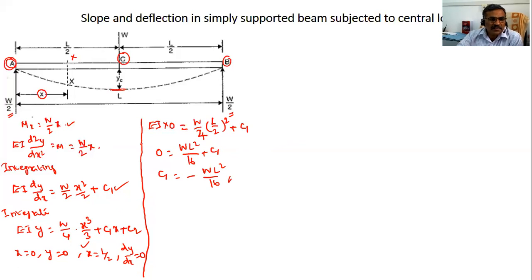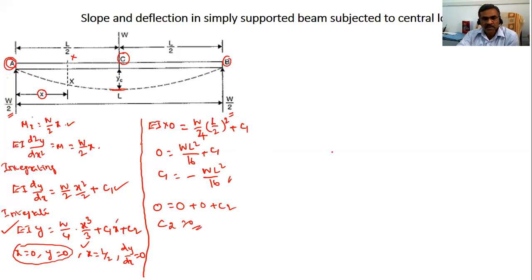Now substitute the boundary condition x is equal to 0, y is equal to 0 in the deflection equation. Then x is 0, so this term is 0, and this term is also 0, because here we have C1 x plus C2. So C2 is equal to 0. Now we have the values of C1 and C2.